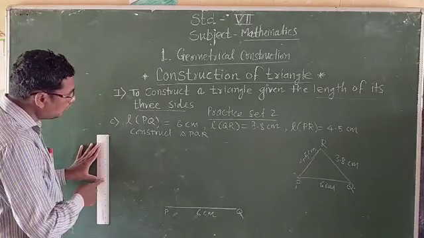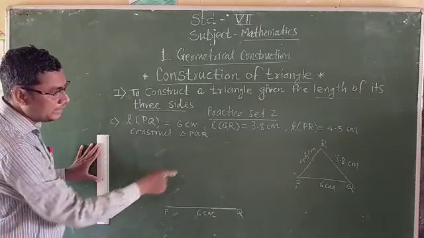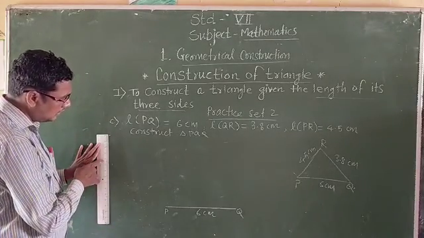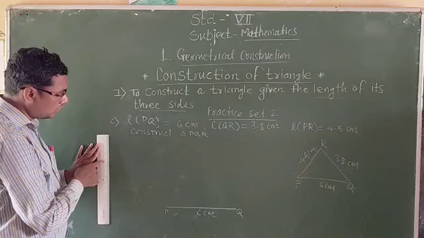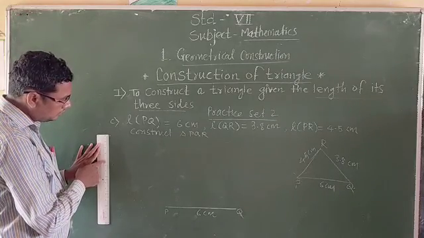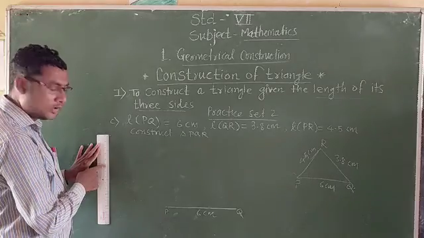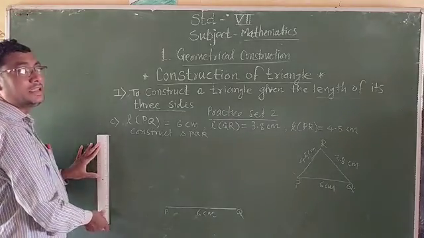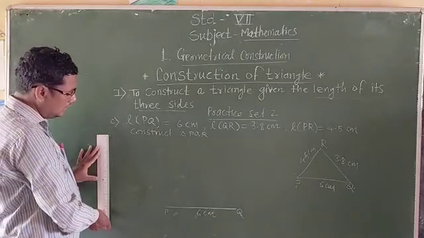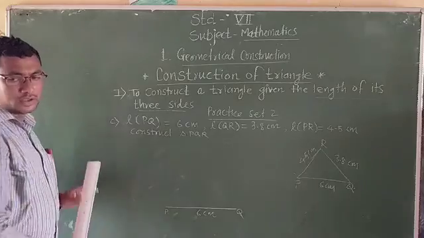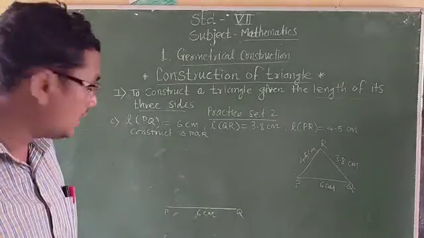So how do you get 4.5? Look here, after 4, count the lines. How many lines? You have to count 5 lines after 4 on your scale. Okay, use your scale and count it. So this is 4.5.